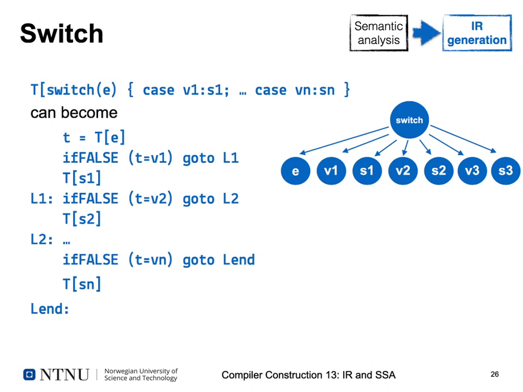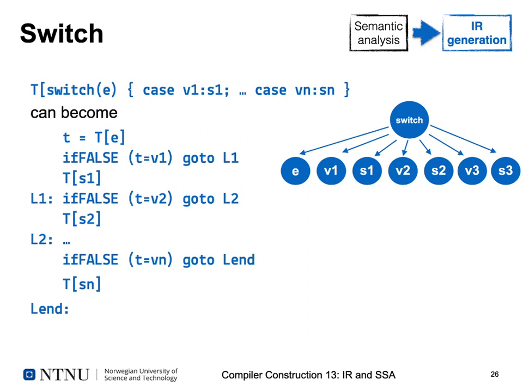Then, if our value is not v1, which would be the first case here, we skip over it. Otherwise, we translate our first statement sequence for value 1. Then we check for value 2. If this is not the case, we jump over here. Otherwise, we translate, and so on until we reach the last one, which would skip over to the code after our switch statement if the condition was also not fulfilled.